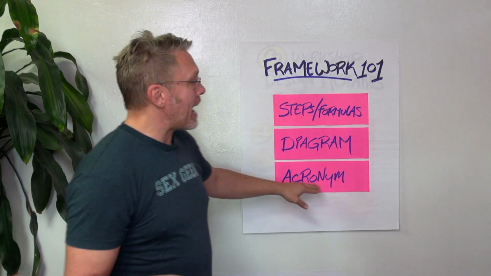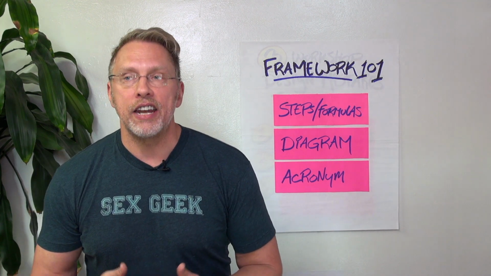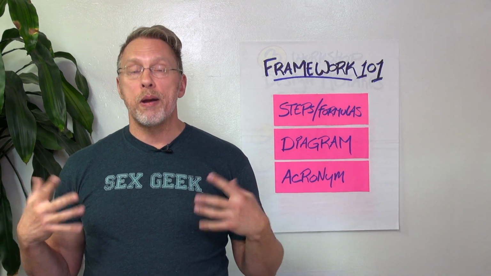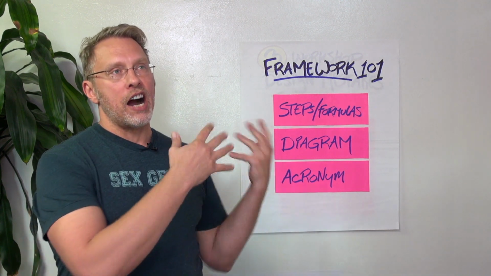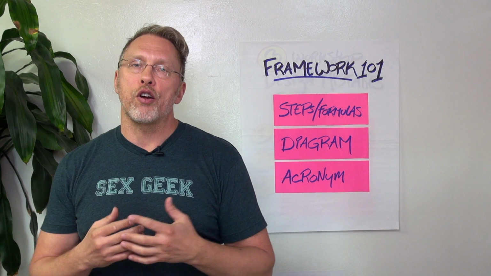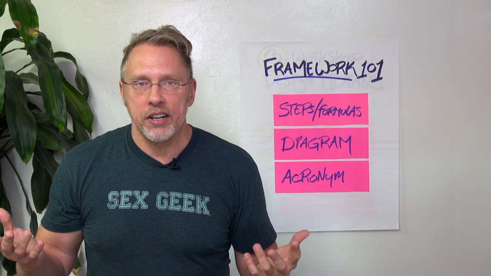The third piece is the acronym. Is there an acronym that you can create that allows people to remember things? Now, sometimes it won't be a word. It could be like, if all the arms started with the letter L, then it would be the 8 L's of jealousy or something like that.